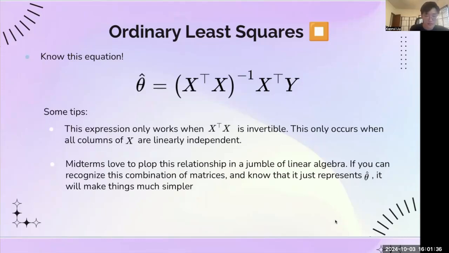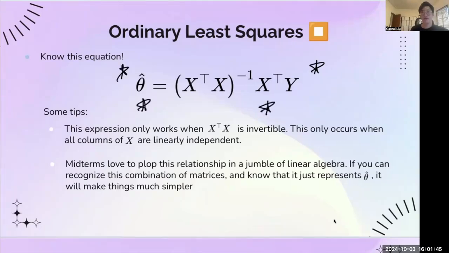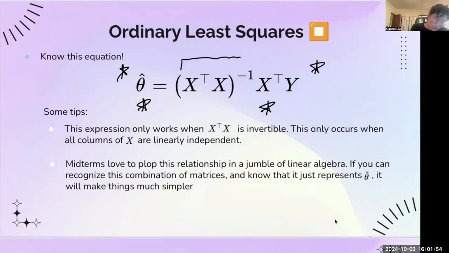To dig more into the closed form solution, this is really important to know. Don't worry, you don't have to explicitly memorize it since it will be on your reference sheet, but it is one of the core equations of this class. Some things to note is that this only works when X^T X is invertible. And this, as mentioned in lecture, only occurs when all the columns of X are linearly independent. We could see that this inverse is actually what bottlenecks this whole process.